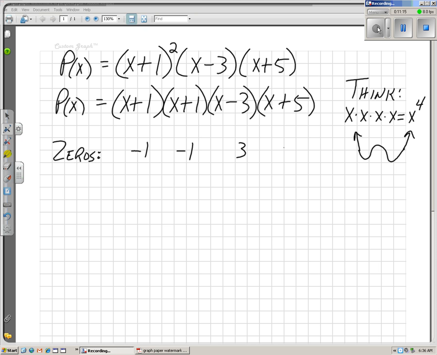Sometimes it's helpful if you think about the opposite. If you see a +1, your root's -1. If you see a -3, your root's +3. That's a little trick you can use sometimes. Notice that the 0 of -1 occurs twice. We say it's a 0 of multiplicity 2. That just means it happens twice.